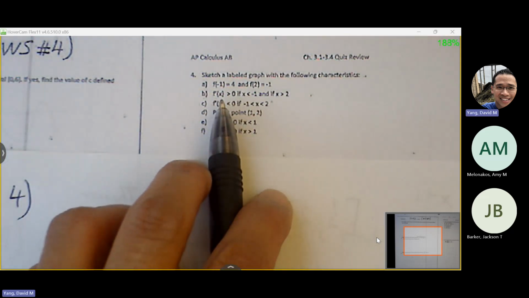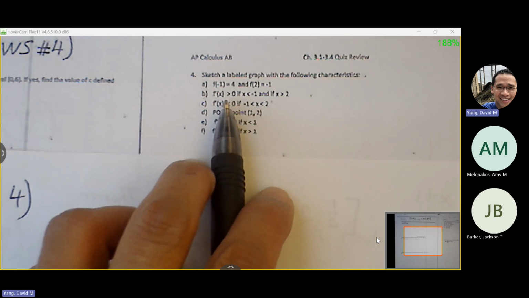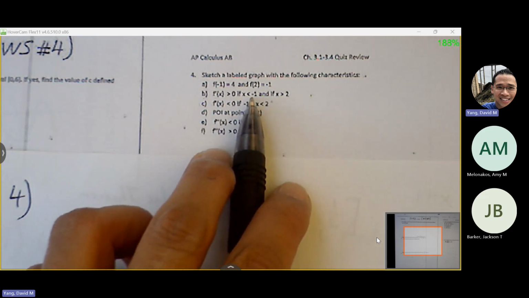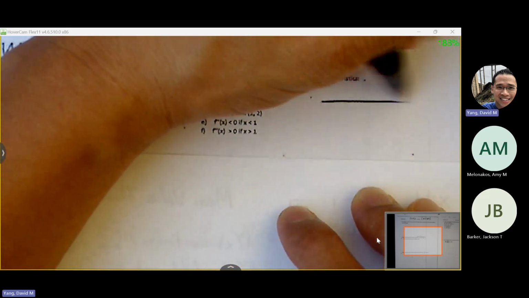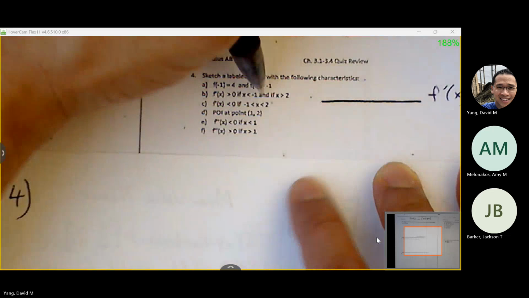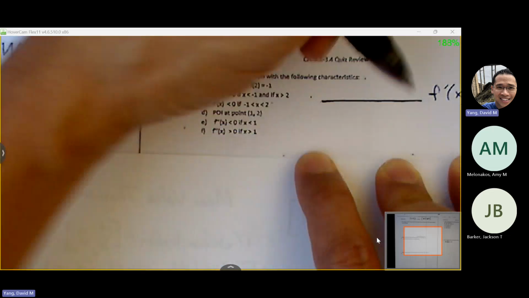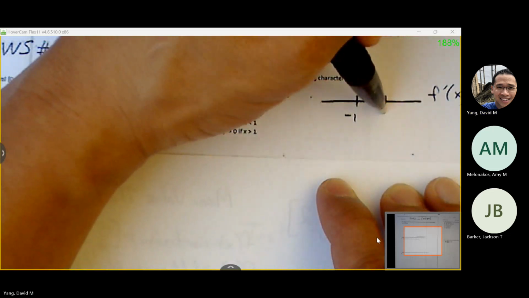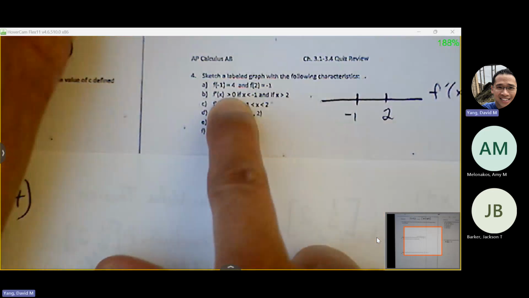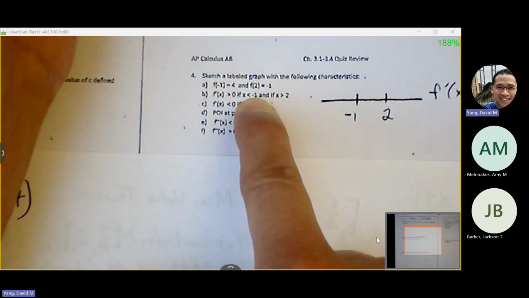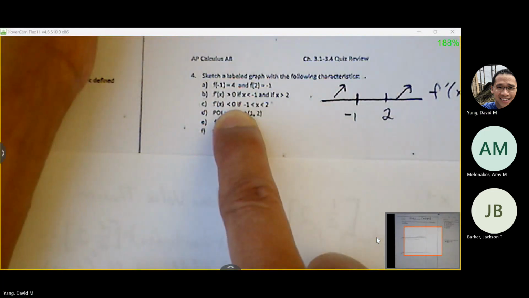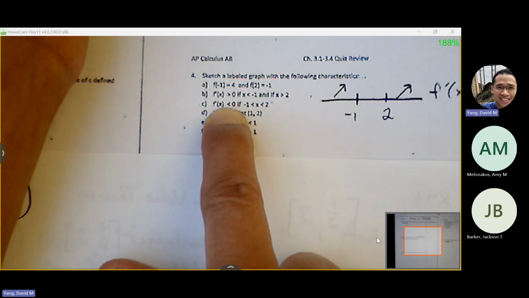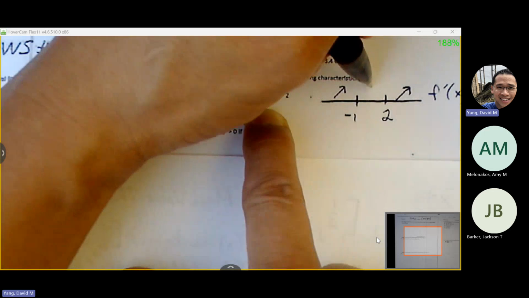Part B, it says that f prime is greater than 0 if x is to the left of -1 and to the right of 2. So that can allow us to create an f prime sign line. If they give us x values, those are going to be critical points. So this means positive slope to the left of -1 and to the right of 2. f prime of x is less than 0. That indicates slope is negative. So slope is negative between -1 and 2.